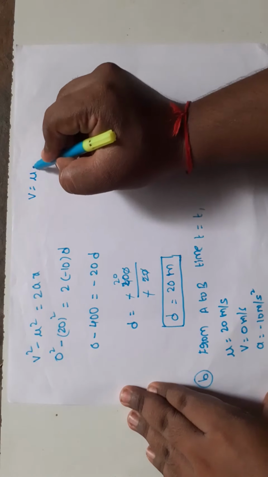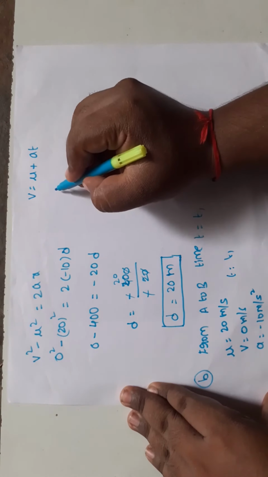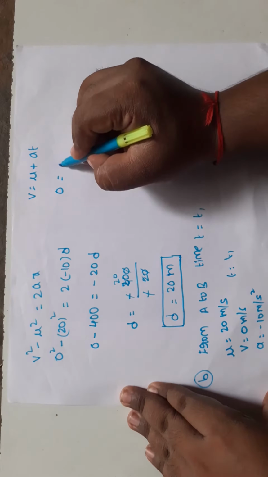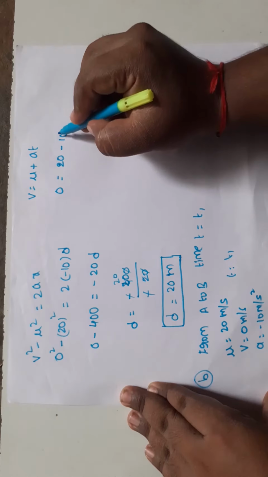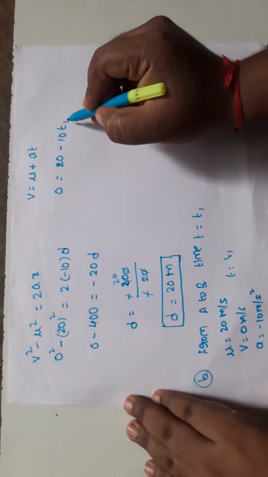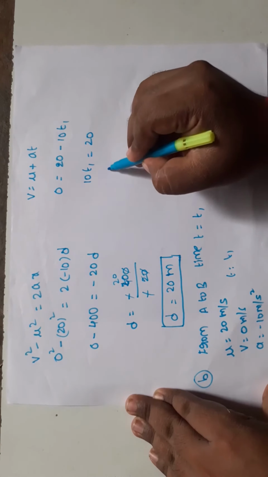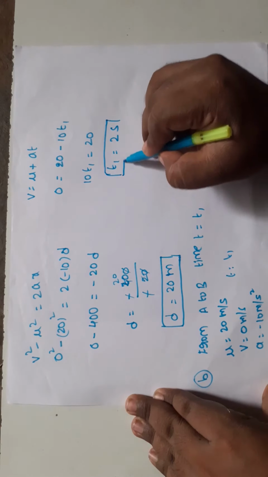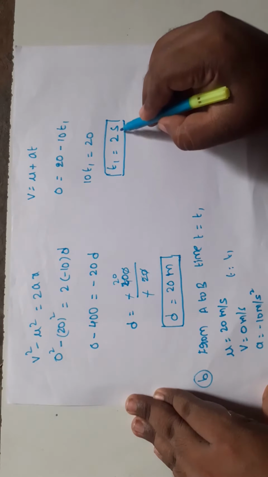v equal to u plus at, where t equal to t1. Substitute all the values. 0 equal to u value 20 minus 10 acceleration, and t value t1. We are going to find the t1 value. 10 t1 equal to 20, t1 equal to 2 seconds. So the time the ball travels from A to B is 2 seconds.